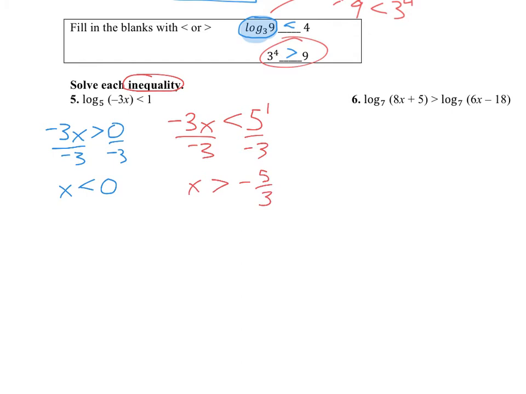And now we have to satisfy both of these equations. So I'll make a number line. Negative 5/3 is the smaller value. 0 is the bigger value. All right, so one parent is saying stay below 0. The other parent is saying stay above negative 5/3. So where do they overlap? They only overlap here in the middle. So how do we write that solution? That would be negative 5/3 is less than x, which is less than 0.